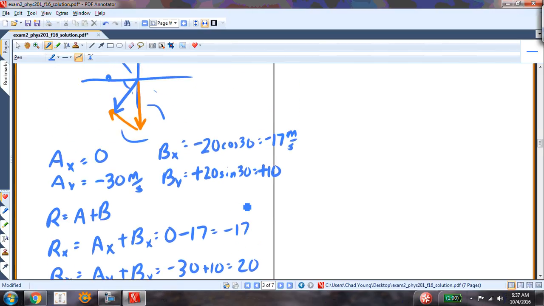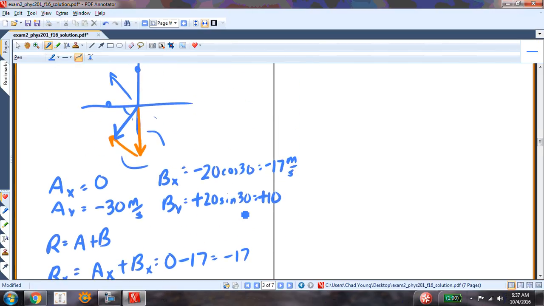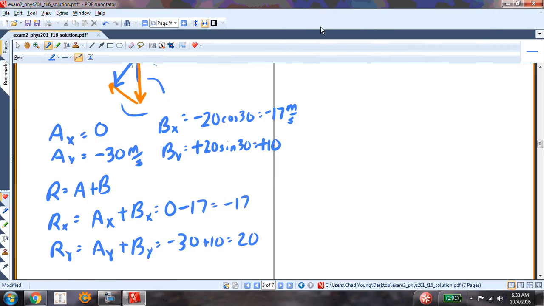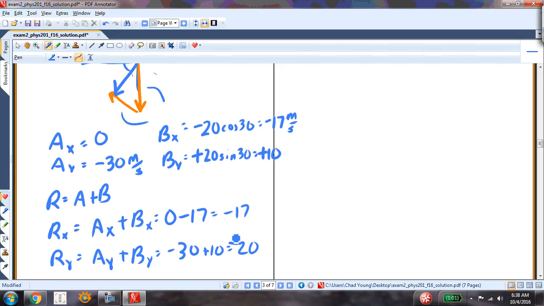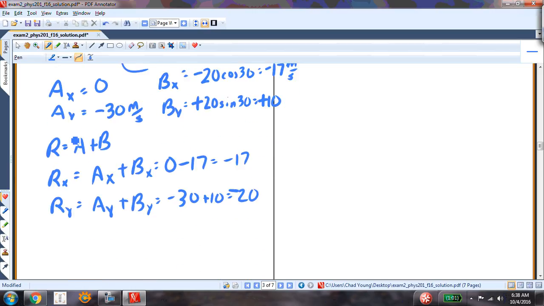Notice the x component is negative, the y component is positive. Hold on, let me take just a break. I'm sorry, I misspoke here. The y component is negative, as it should be. Since I'm in the third quadrant, both the x and the y component should be negative, as they are.